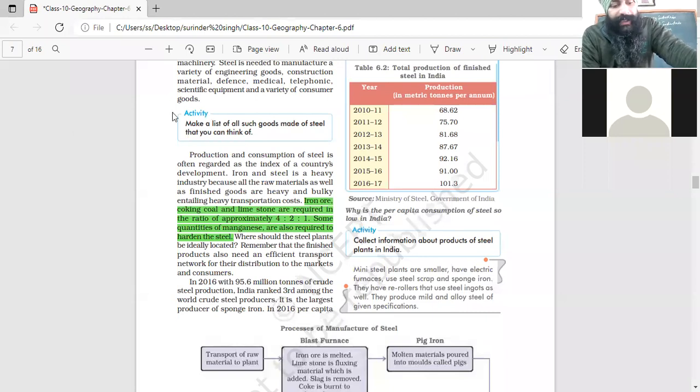Fourth one is heavy industry. Due to the heavy industry, the same area provides a market for the steel. Industries which are associated with the manufacturing of other substances from steel are concentrated in the Chota Nagpur region. That's why the most number of iron and steel industries are concentrated in the Chota Nagpur region of southeastern India.